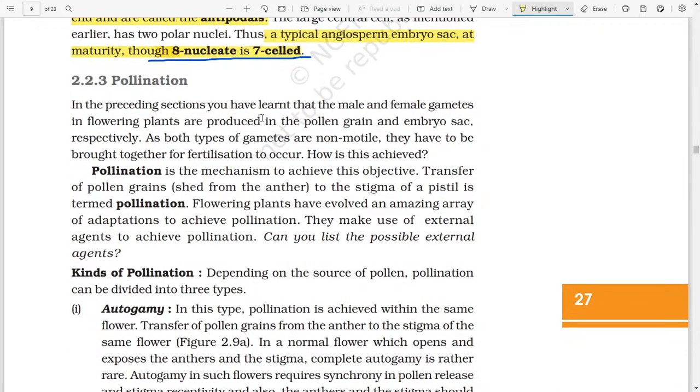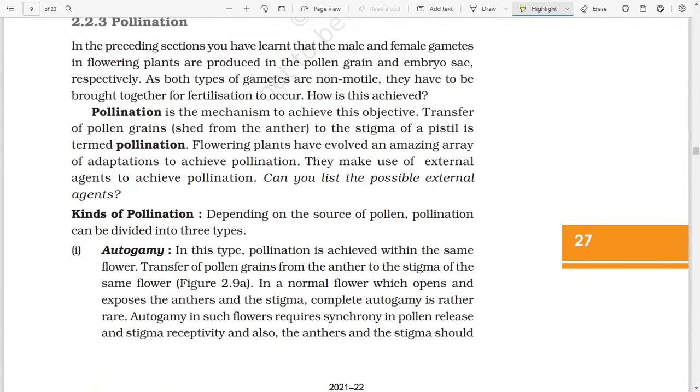Pollination. In the preceding section, you have learned that the male and the female gametes in flowering plants are produced in the pollen grain and the embryo sac, respectively. Male gametophytes are produced inside the pollen grain. Pollen grains are not the male gametophyte. They are produced inside pollen grain.